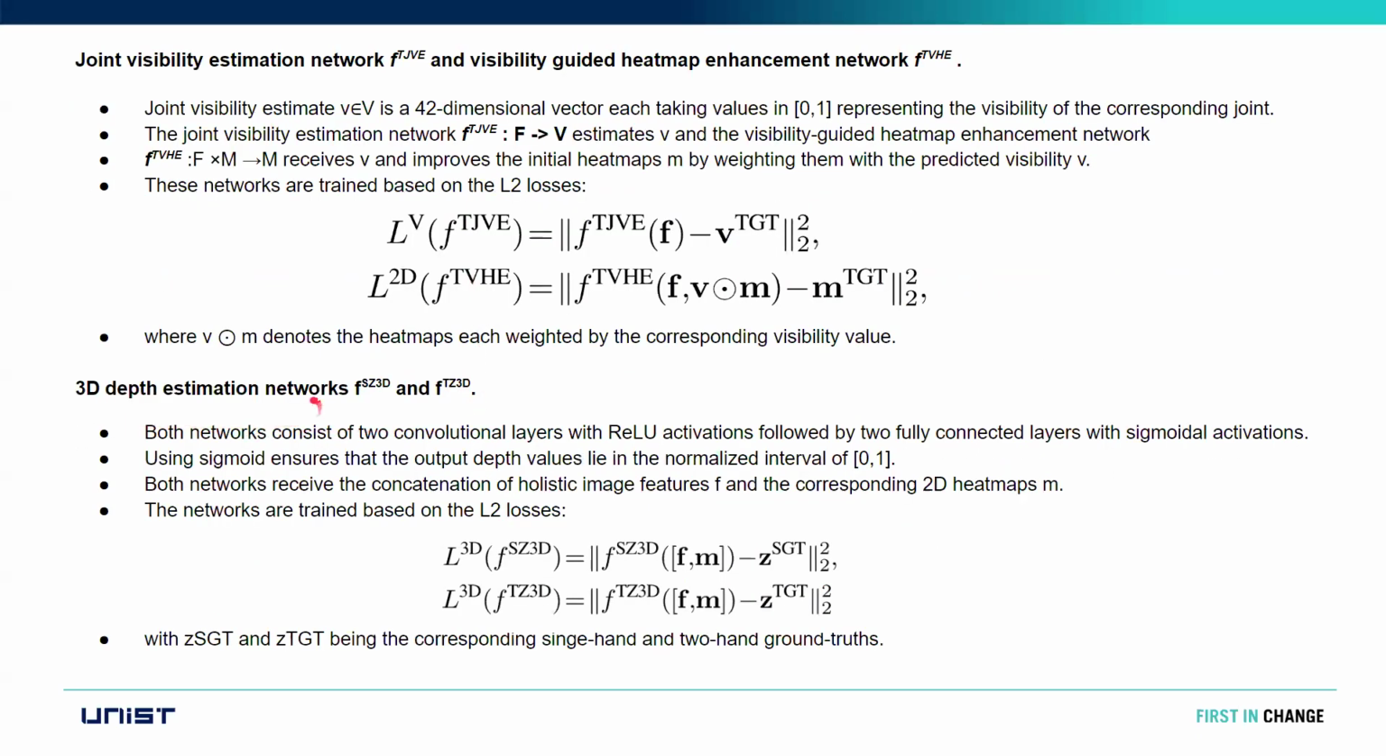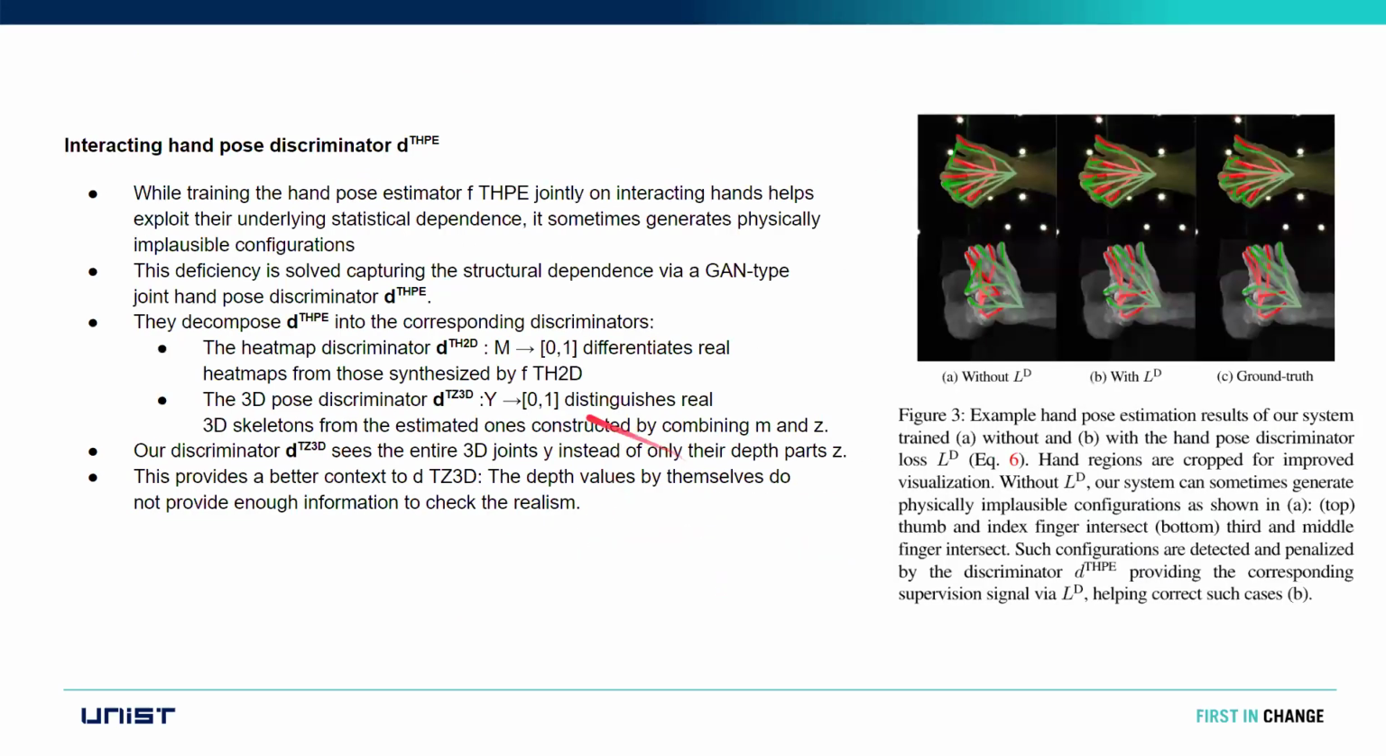And then they have the 3D depth estimator network. There's more information about it, about losses. After they get the refined 2D heat maps, they get 3D key points. And yeah, the interacting hand pose discriminator is used while training the hand pose estimation jointly on interacting hands.